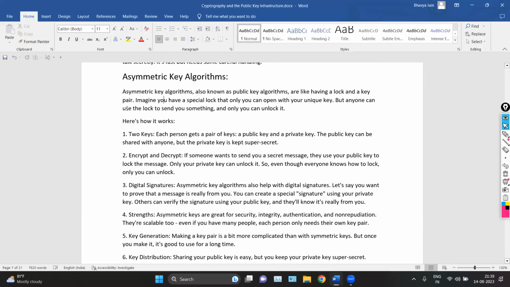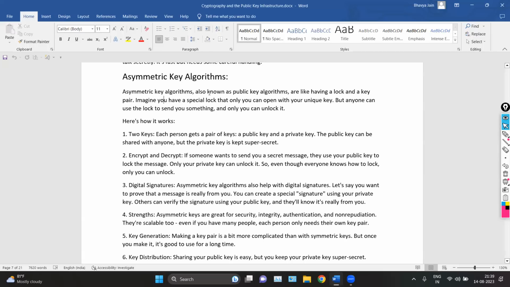Then we have the asymmetric key algorithm. Here we have 2 keys, a private key and a public key, with each and every individual in the group. Let's say you are the sender, I am the receiver. Now you are sending me the message. So you will encrypt that message using my public key, because the public key is public to everyone. Everyone can see my public key. Now, when your message reaches me, I will decrypt the same message using my own private key.